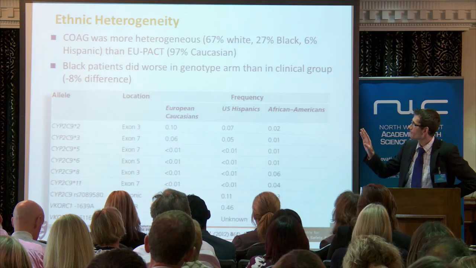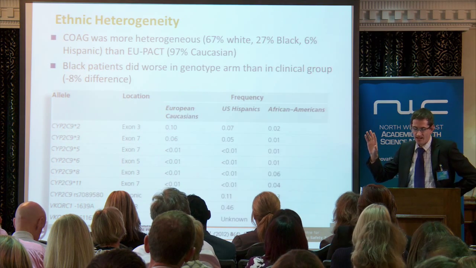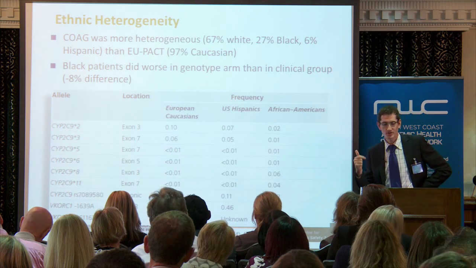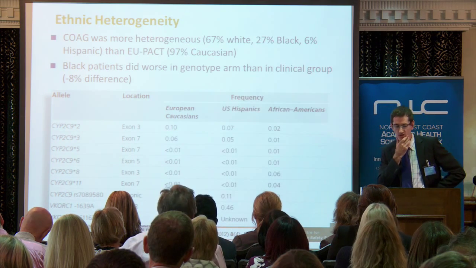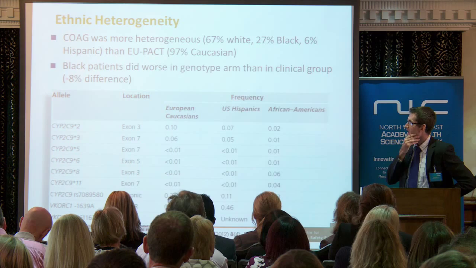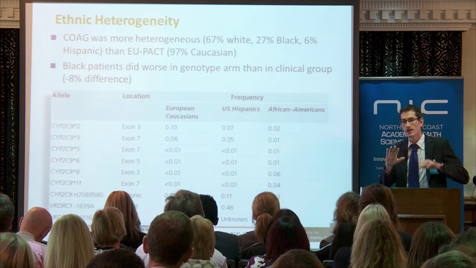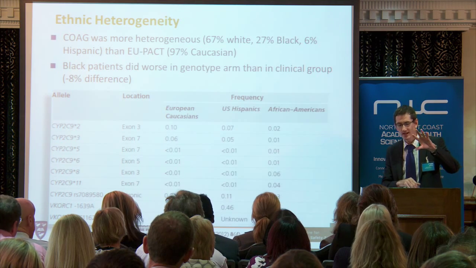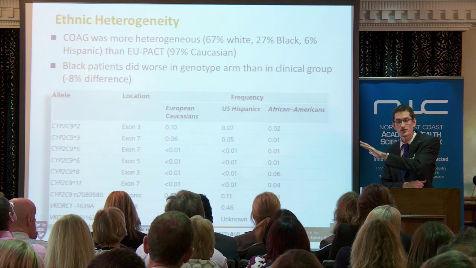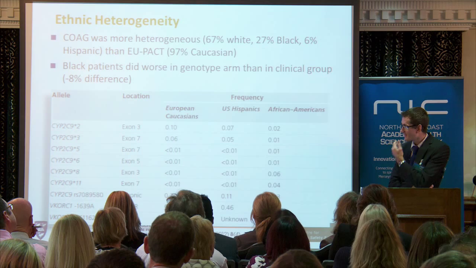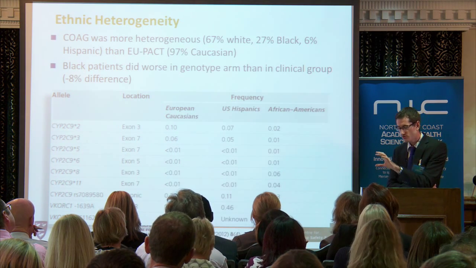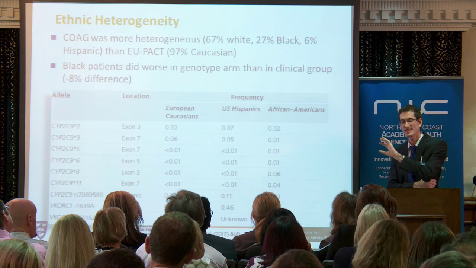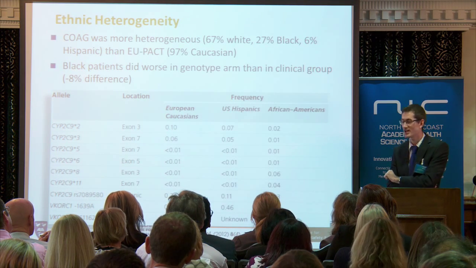So what was interesting is in the EU-PACT study, in the EU study, virtually all patients were Caucasian, but in COAG, they were far more heterogeneous. And fascinatingly, in COAG, black patients who received the genotyping actually did worse than they did in the control arm. And that really drums home the importance of looking at the ethnicity of your patient when considering genetics.